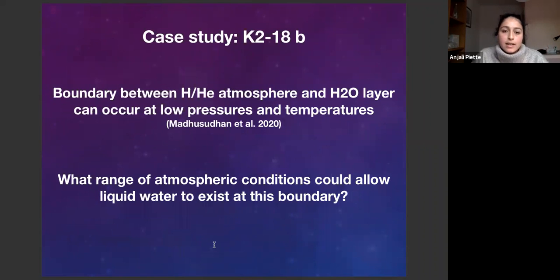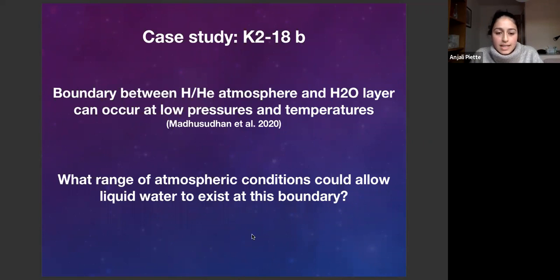And then more recently, in a paper that was led by my supervisor, Madhu, we investigated different internal structures and compositions that are possible for K2-18b. And we found that the pressure at which a surface could exist between a water layer and the hydrogen-helium atmosphere could actually occur at fairly low pressures. So even as low as a few bar or tens of bar in some cases. It is a degenerate problem, so it's possible that the surface would actually be much deeper, but there are solutions that exist with low pressure and low temperature.